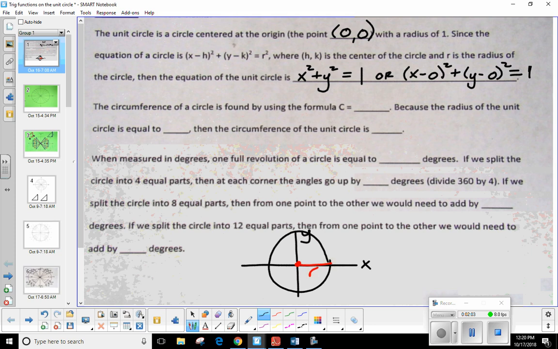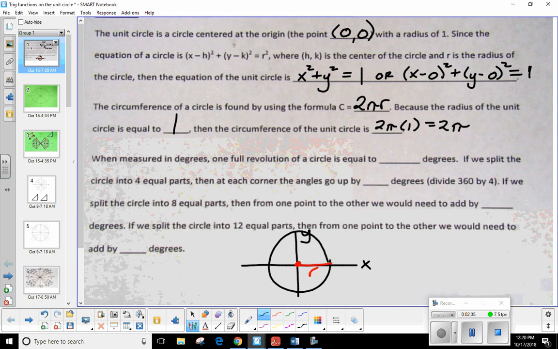Now, the circumference of a circle is found by using the formula, and we actually just did this on a previous problem. It was 2 what? 2 pi r. 2 pi times the radius, right? Now, because the radius of the unit circle is 1, the circumference is just going to be 2 pi times 1, well, just 2 pi. If you think about it, that really makes sense because we've been saying for a while now, what's 1 revolution in radians? It's 2 pi, that distance around the circle.